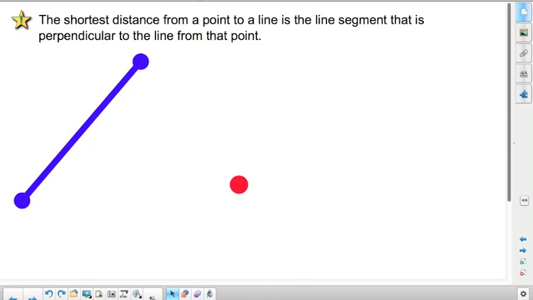So here's a concept that you need to know and understand for this lesson. The shortest distance from a point, so in this case the red dot, to a line.